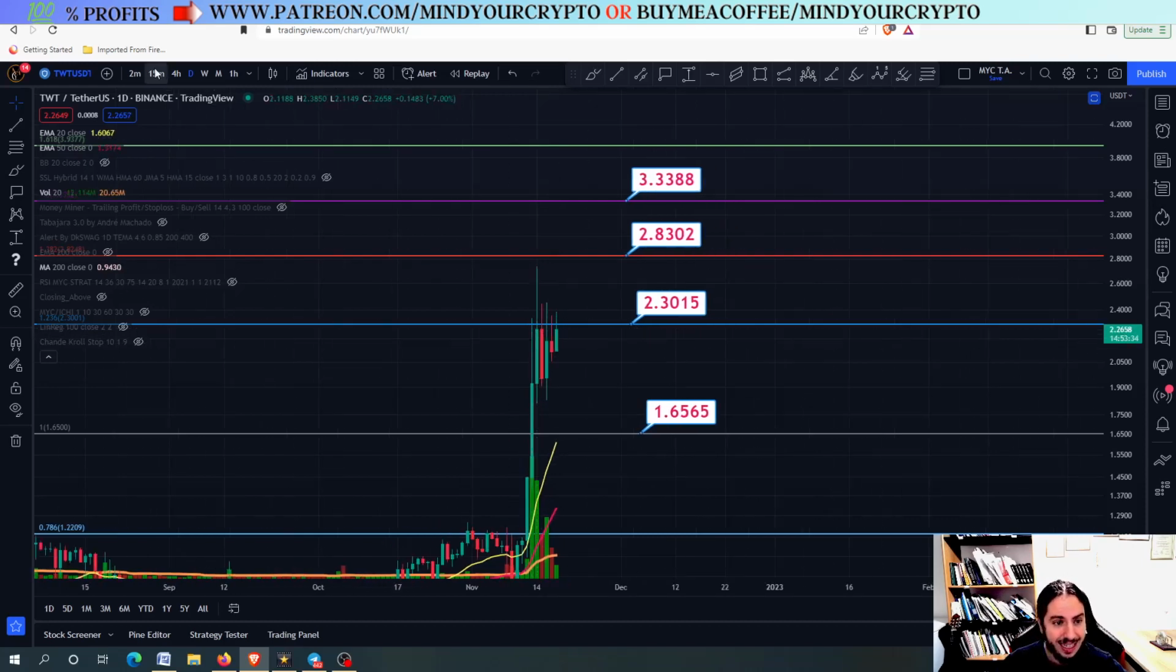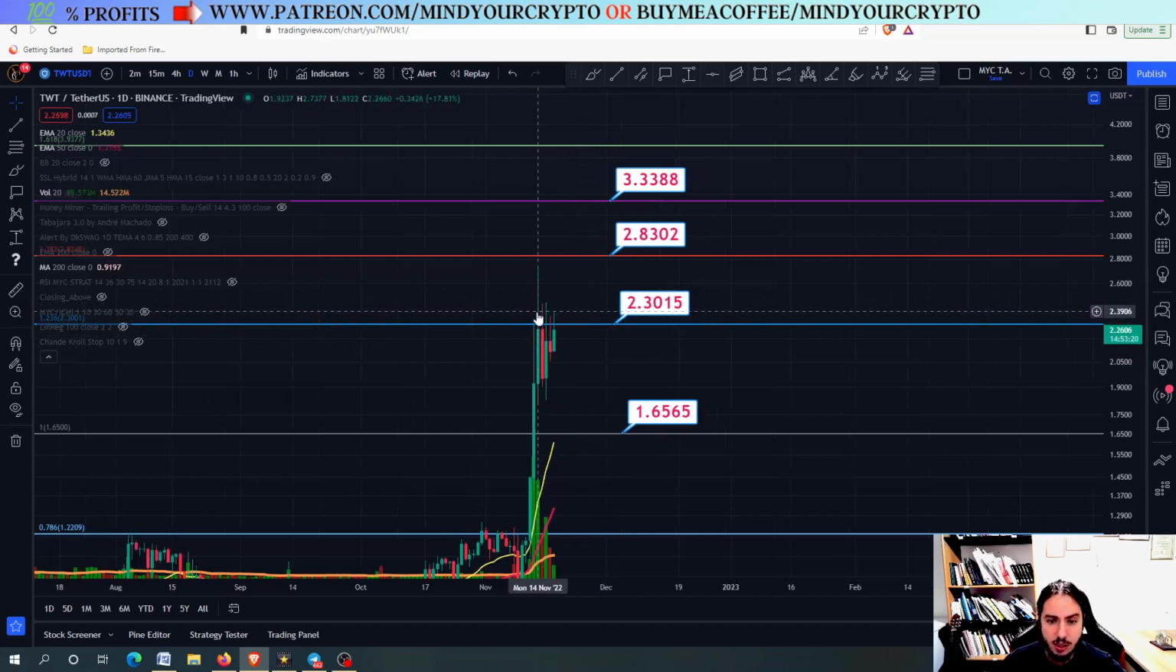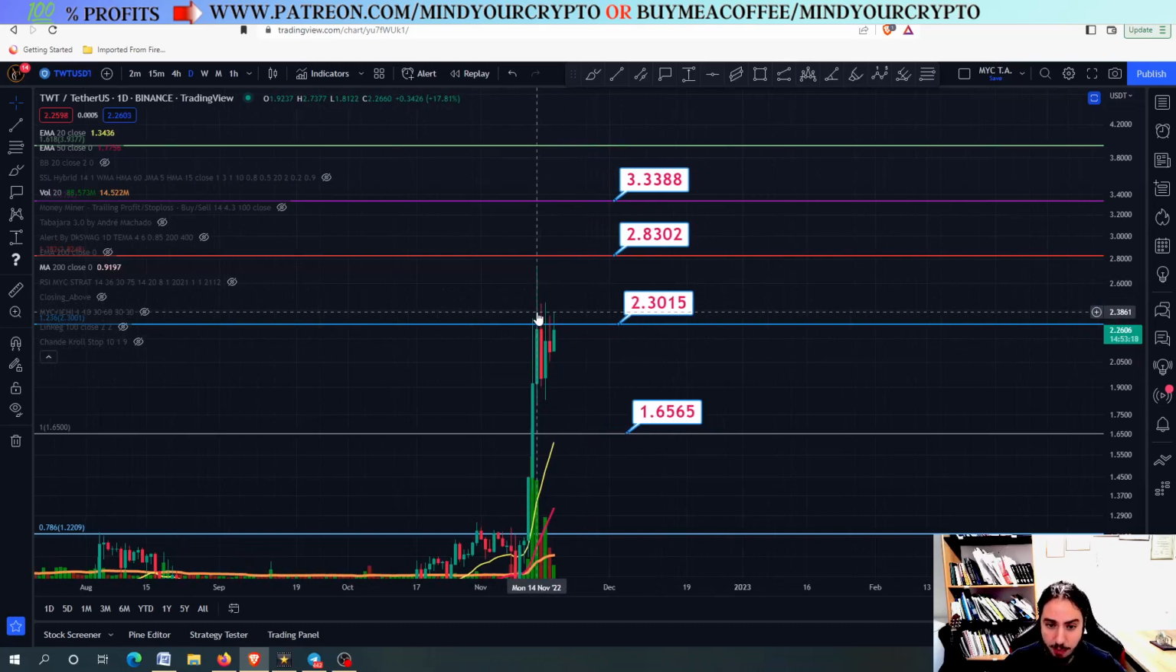So that's why I'm saying that despite the fact that we are closing below every day, TWT seems to be quite strong. You can see that it's going sideways, wants to close above as well. Very strong. Anyway, I want to see what the next thing will be for TWT.